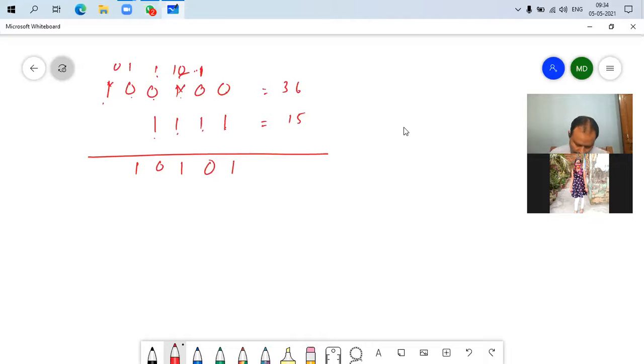Yes. Now let us convert it. So it becomes 1, 2 नहीं, 4, ये नहीं, 8, 16. So it becomes 21.